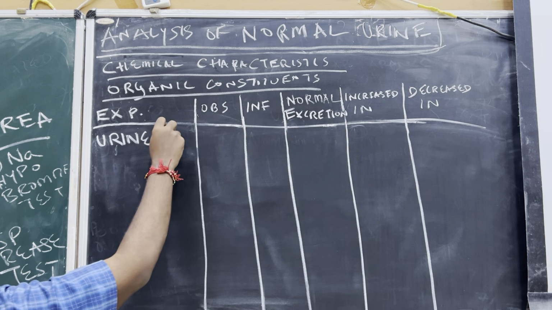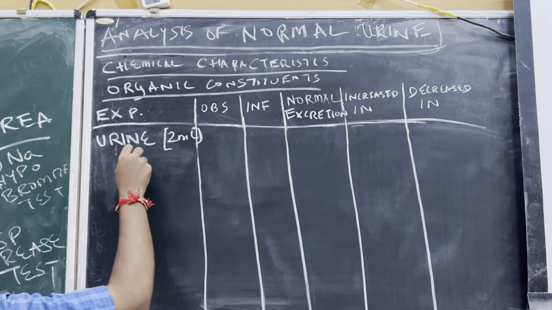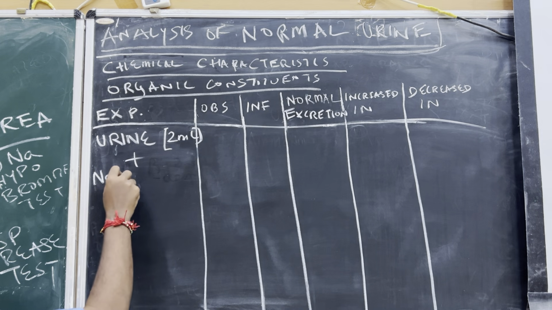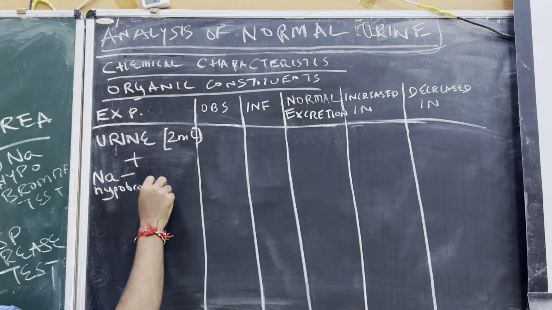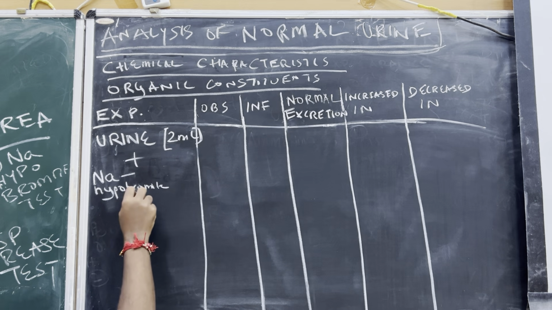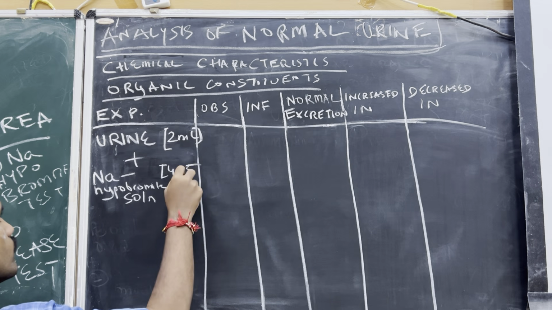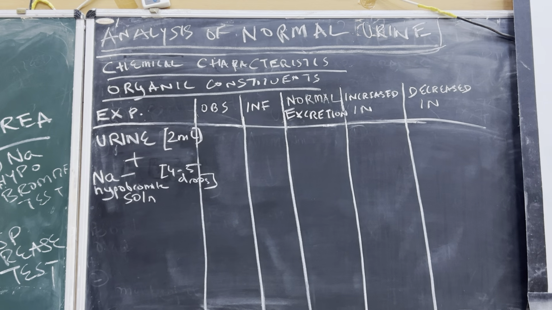We take urine, 2 ml, and sodium hypobromide solution, 4 to 5 drops. That's it. So, what do we observe?